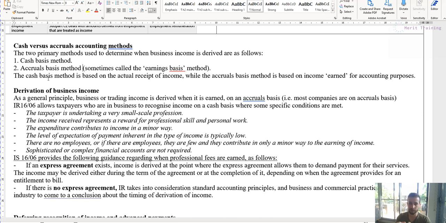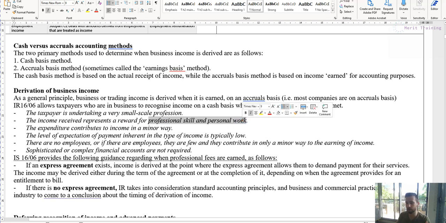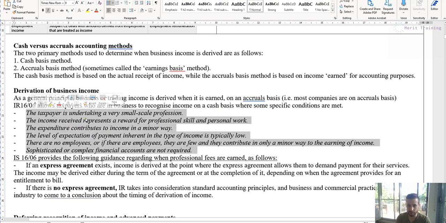However, the government does allow you to recognize income on a cash basis if you're a small business. So the specific definition for what constitutes an entity which can do it on a cash basis and is small scale, generally for professional skill and personal work, like you might be an accountant, plumber, like small business, right? Expenditure is quite small. Or I'm not going to read through all of them, but generally if it's a small company, and they're all quite qualitative requirements, you can do it on a cash basis.